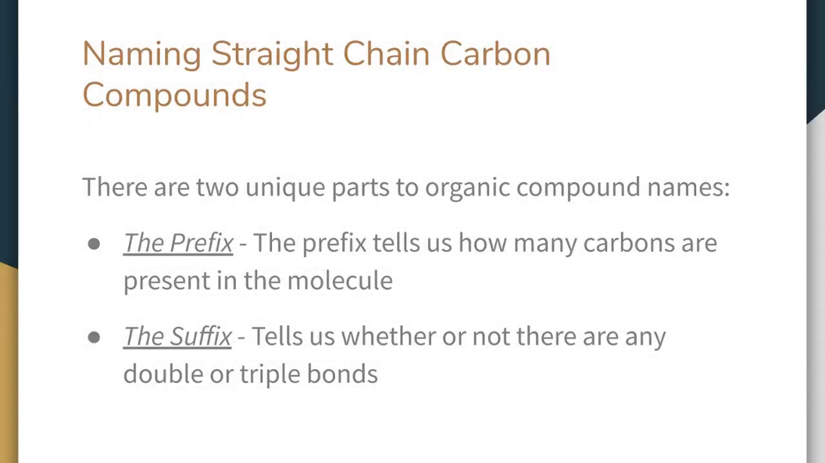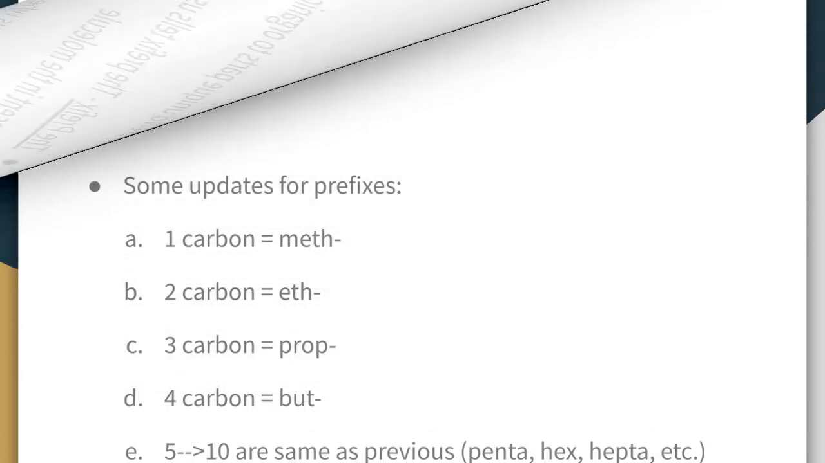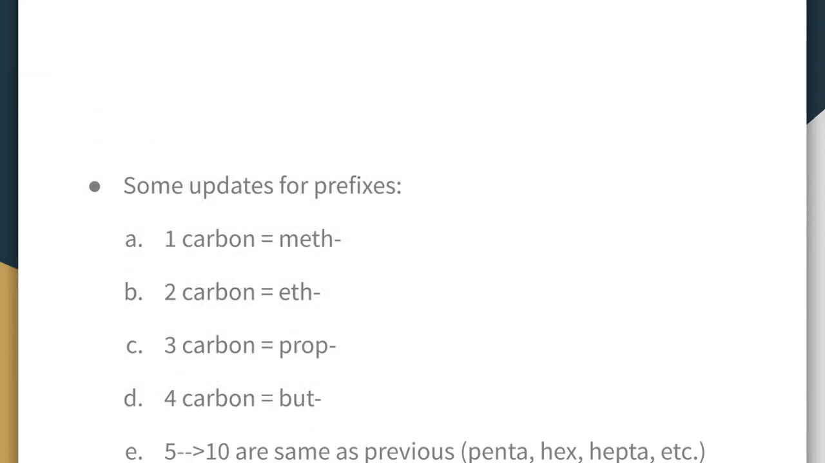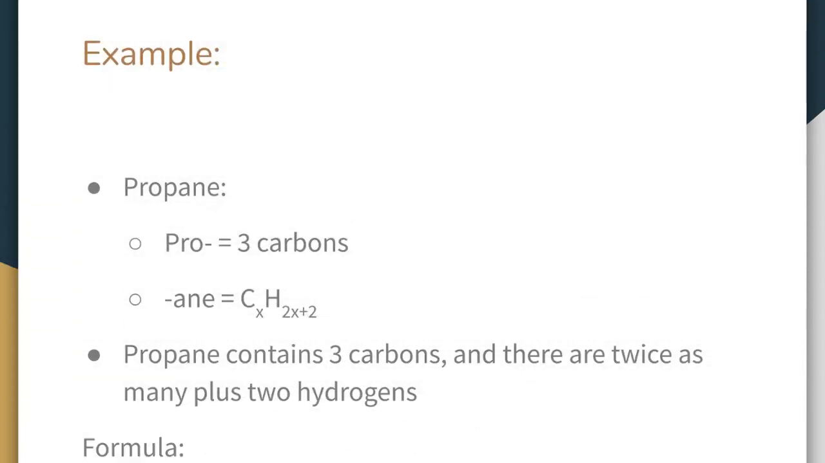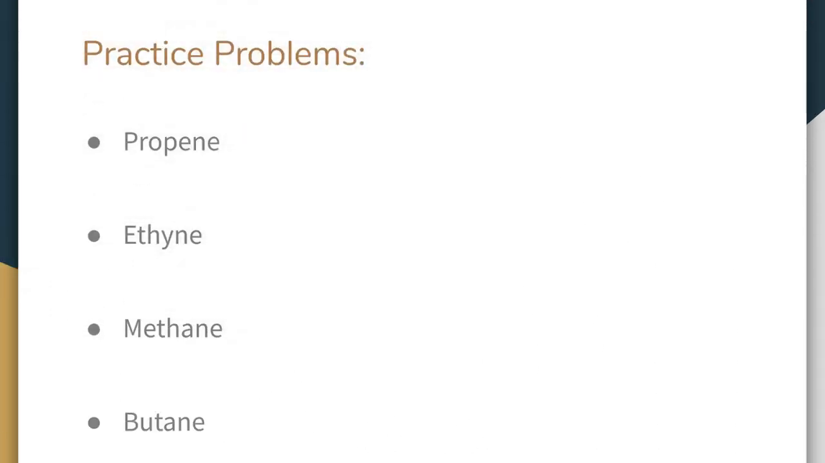Naming straight-chain carbon compounds. There are 2 parts to naming a straight-chain carbon compound: the prefix, which tells us how many carbons, and the suffix, which tells us how many hydrogens. Here's a few quick updates for the prefixes. In our example, propane, the prefix prop tells us there are 3 carbons. By inserting 3 as X, we can solve for the formula of propane, C3H8.